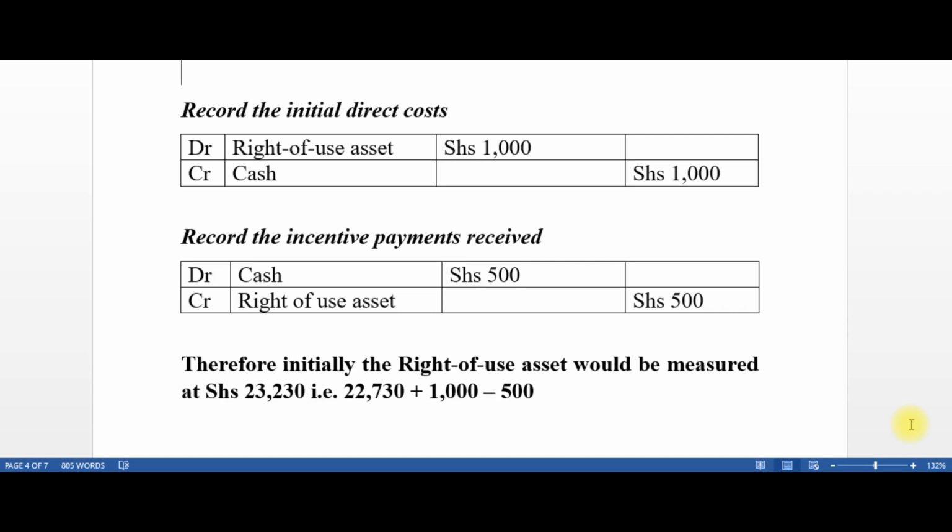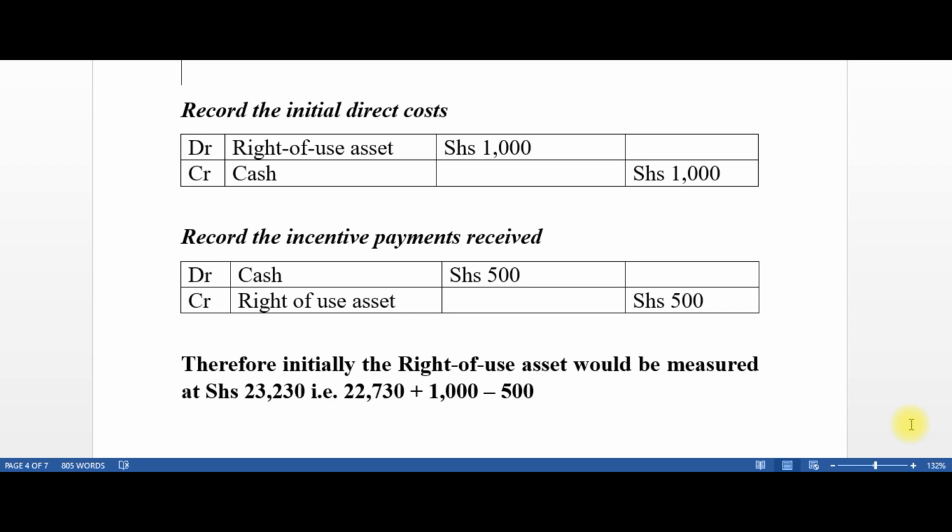Then the record of the incentives payments received. These incentives reduce the right of use asset, but cash or bank of Rebecca Company, our lessee, has to be increased by these incentives. So you debit your cash, shillings 500, then credit your right of use asset by the same amount.